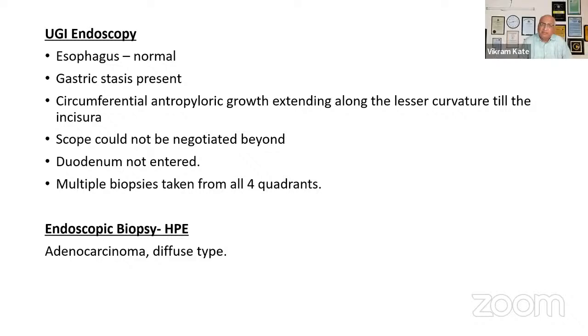Is it the expected finding or an unexpected finding here? Diffuse type? It is an unexpected finding, sir, because it is limited only to the distal part of the stomach. If it was a diffuse type, it should be more extensive. Antropyloric growths are usually intestinal type, is it not? Diffuse type you get more often in the body and fundus. Proximal gastric carcinomas are diffuse type. Distal gastric carcinomas are intestinal type.